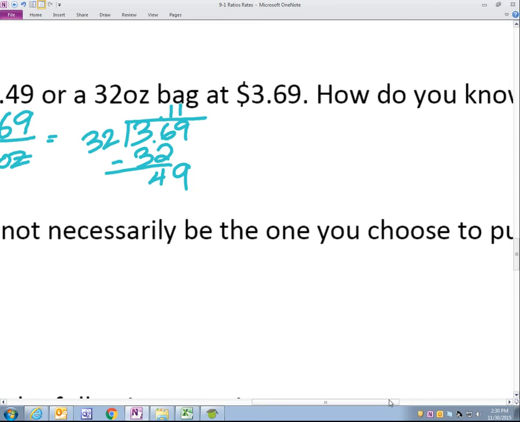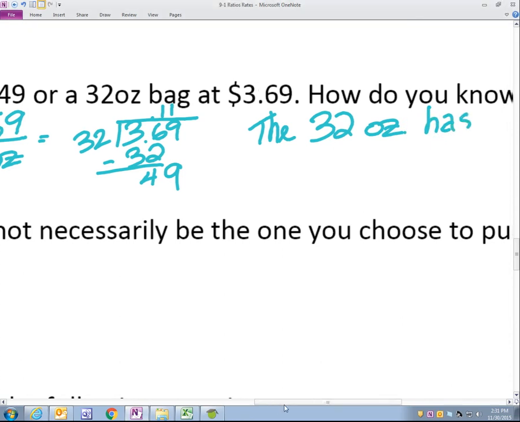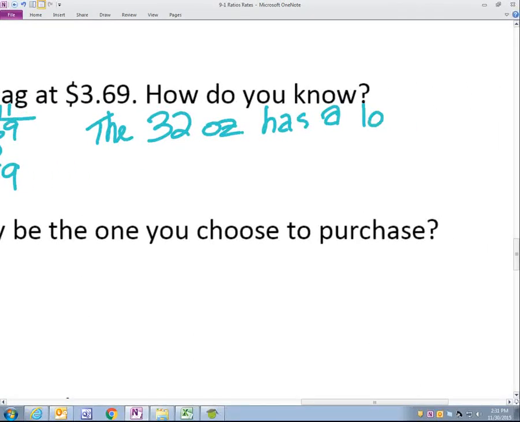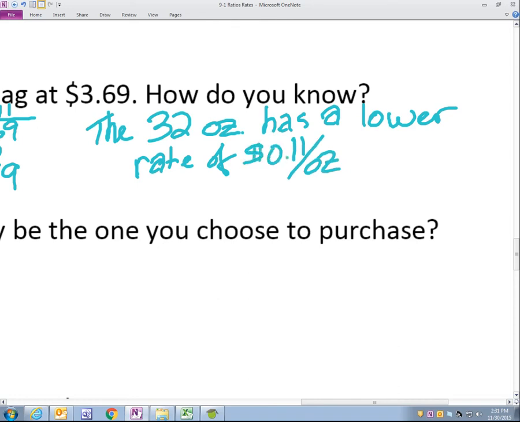So we have the 32-ounce bag has a lower unit rate. Lift up your pencil. Thank you. Lower unit rate. I'll go ahead and write this. At 11 cents an ounce. Okay? So that solves that one. Any questions on those?